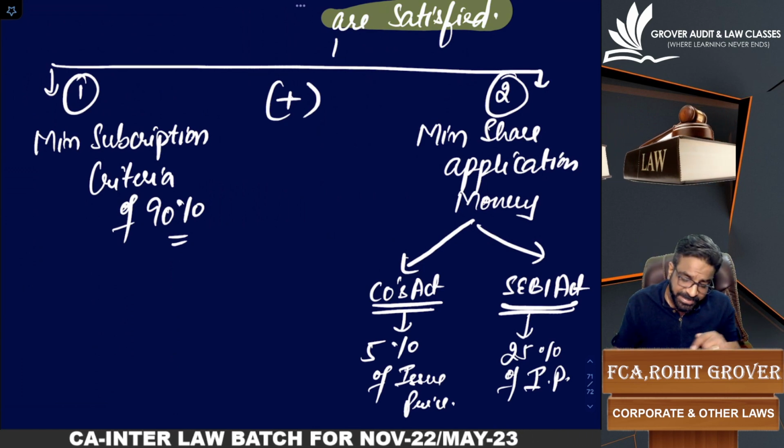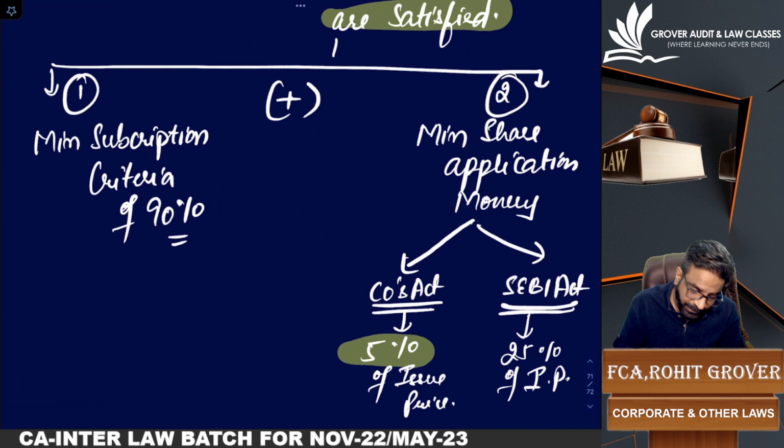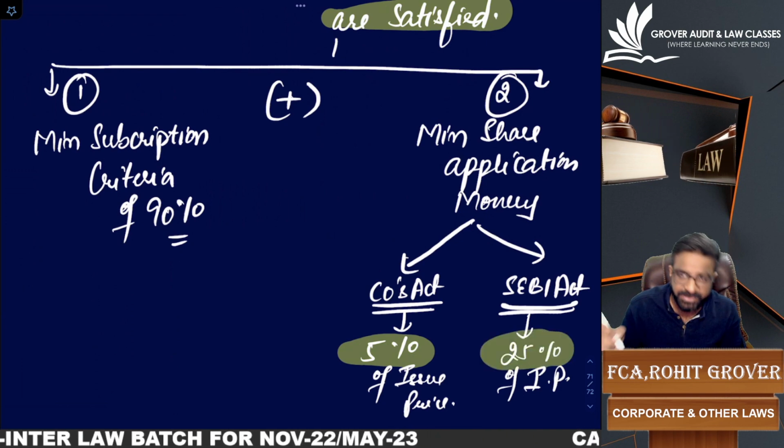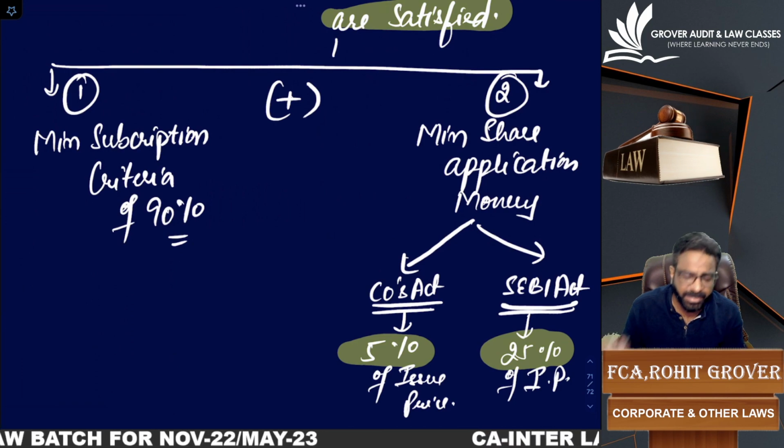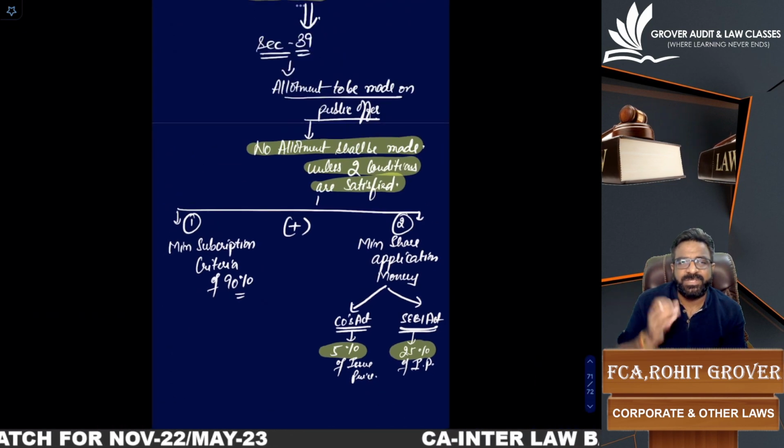But if it is a Companies Act, how much? 5%. But if it is a SEBI Act, how much? 25%. Everyone see? Yes or no? Please write in the comment box. This is what section number 39.